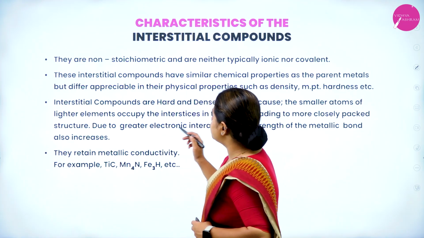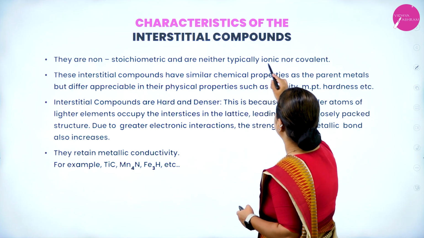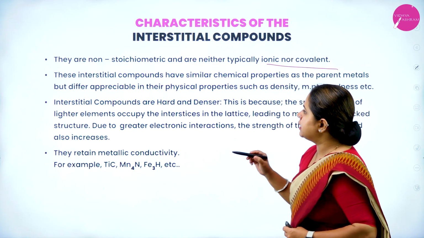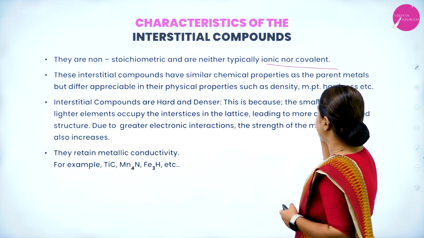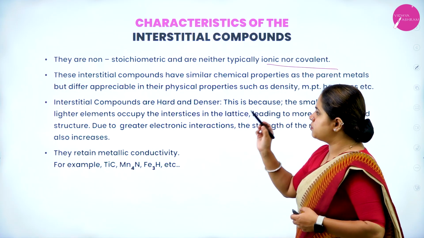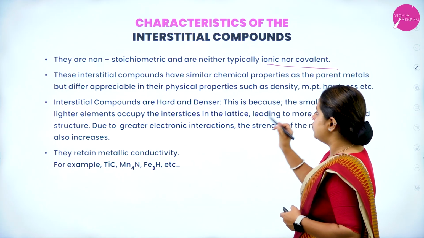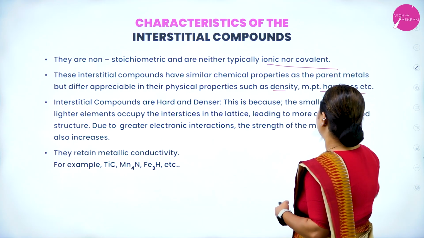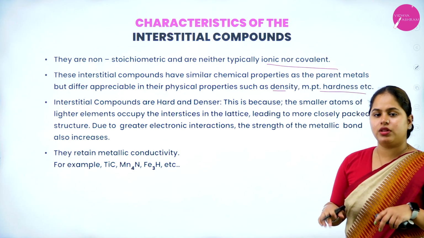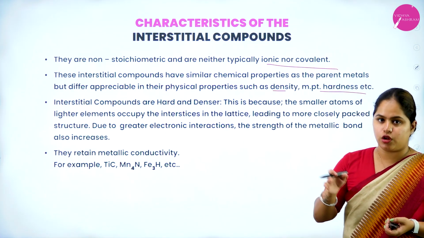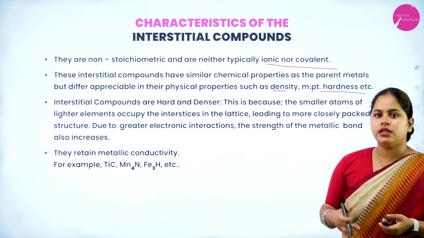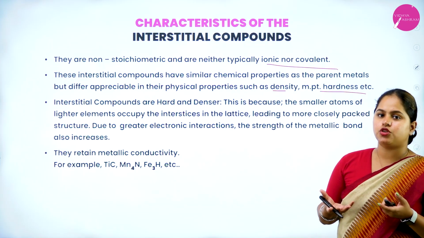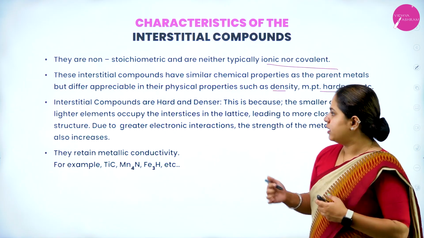So they are non-stoichiometric and are neither typically ionic nor covalent. These interstitial compounds have similar chemical properties as the parent metals but differ appreciably in their physical properties such as density, melting point, hardness, etc. So they will have properties similar to that of their parents, but it will be quite different based on their melting point and density, right?